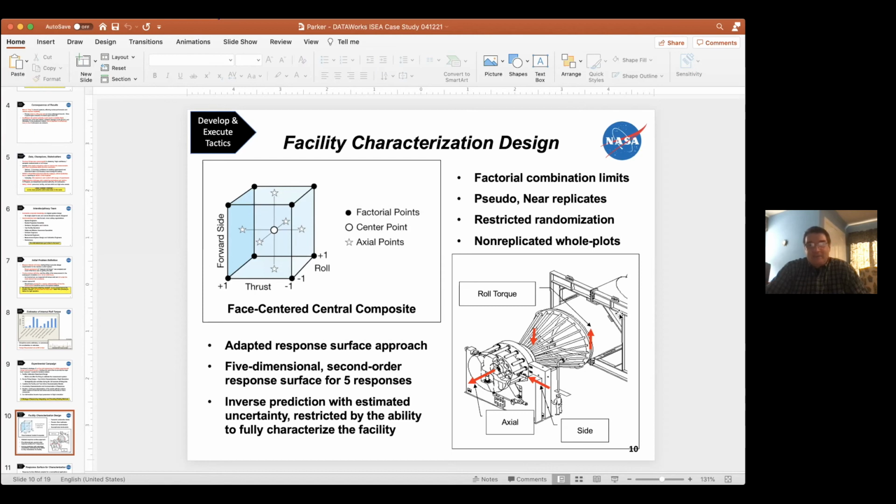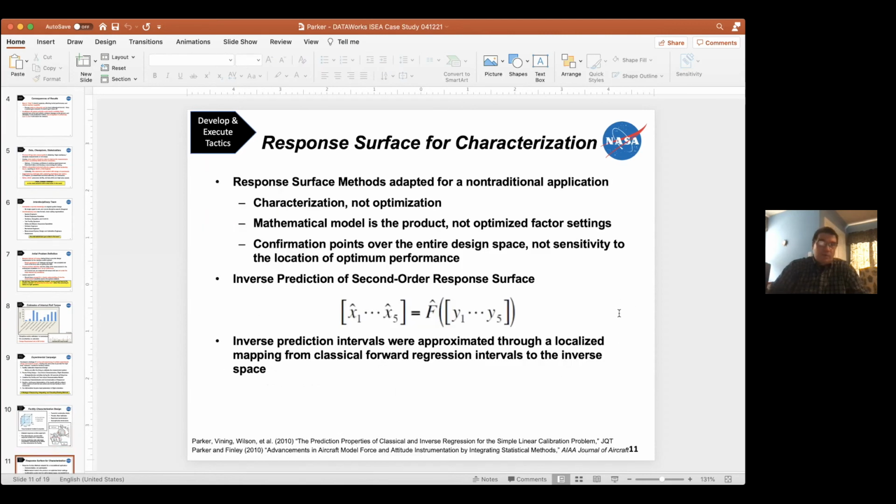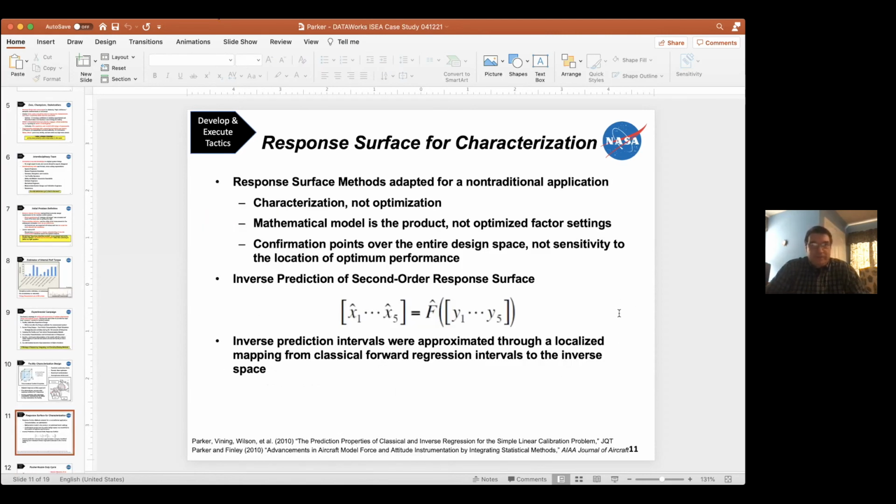It required an adaptive response surface. We adapted response surface methodology to have a 5-dimensional second-order response surface for five individual responses. And that required inverse prediction, a calibration type problem, with estimated uncertainty. And to put a little icing on the cake, we couldn't apply all of the loads and all of the combinations, which restricted our ability to fully characterize the system. Now, one more slide on that response surface adaptation.